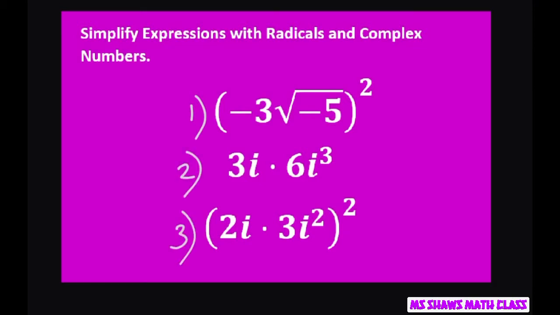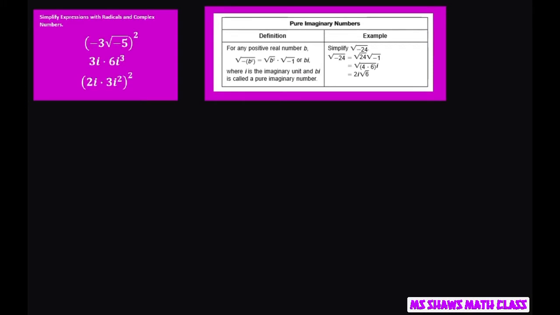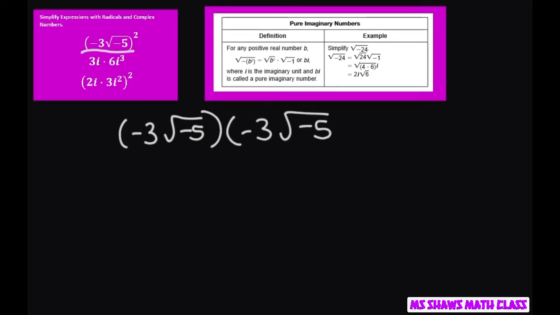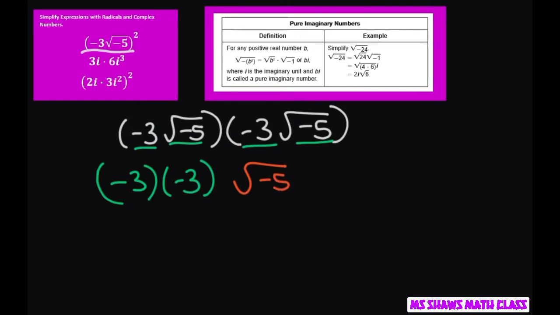Alright, so for the first one, we have this expression squared. That just means we can write this down twice. And if we write it down twice, then we can just multiply this together. So let's multiply these two together: negative 3 times negative 3, and let's multiply those two together, that's square root of negative 5 times square root of negative 5.